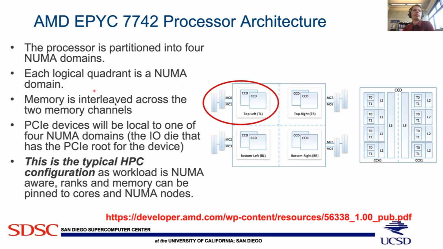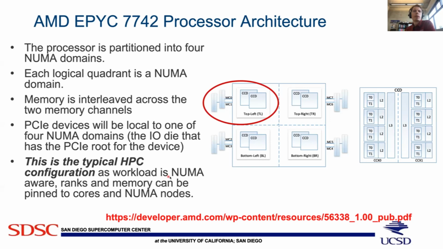The memory is interleaved across the 2 memory channels. Each logical quadrant is a NUMA domain. I mentioned this before, so that's this one here. The other thing to remember is that PCIe devices will also be local to one of the 4 NUMA domains. That's the I/O die that has the PCIe root for the device. This is the typical HPC configuration, as I mentioned.